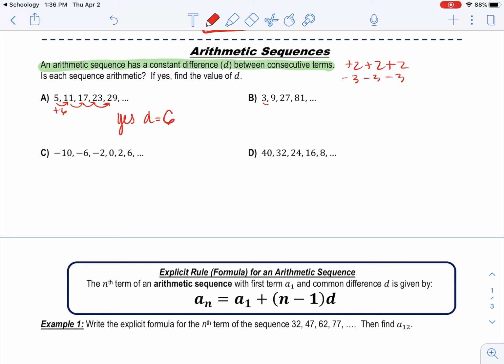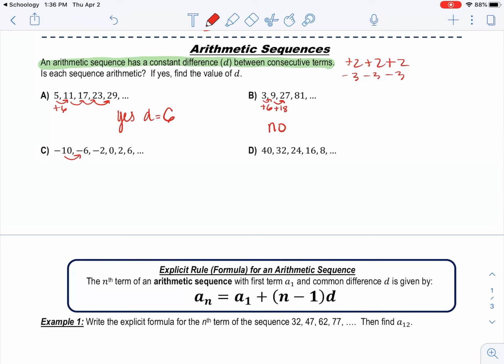All right, looking at B, if I look at what's going on here, this is also plus 6. So I look to see if I plus 6 to get this, and it is not plus 6. It is plus 18, so no, this is not arithmetic. Now, you might have already right away said, oh, that's times 3 times 3 times 3, but I didn't ask you that. I asked you, is it arithmetic, meaning can you add or subtract a common difference?